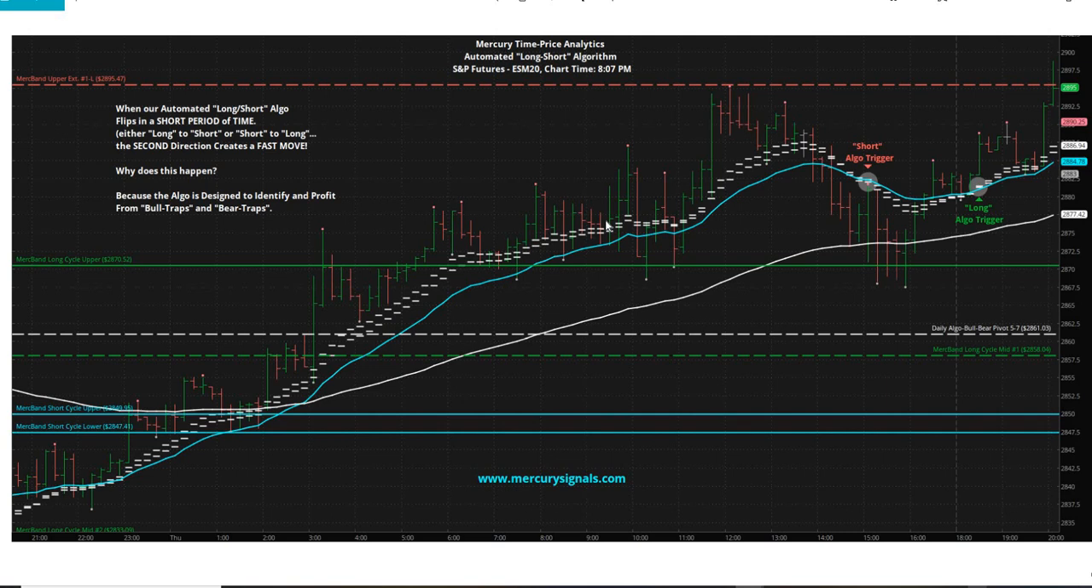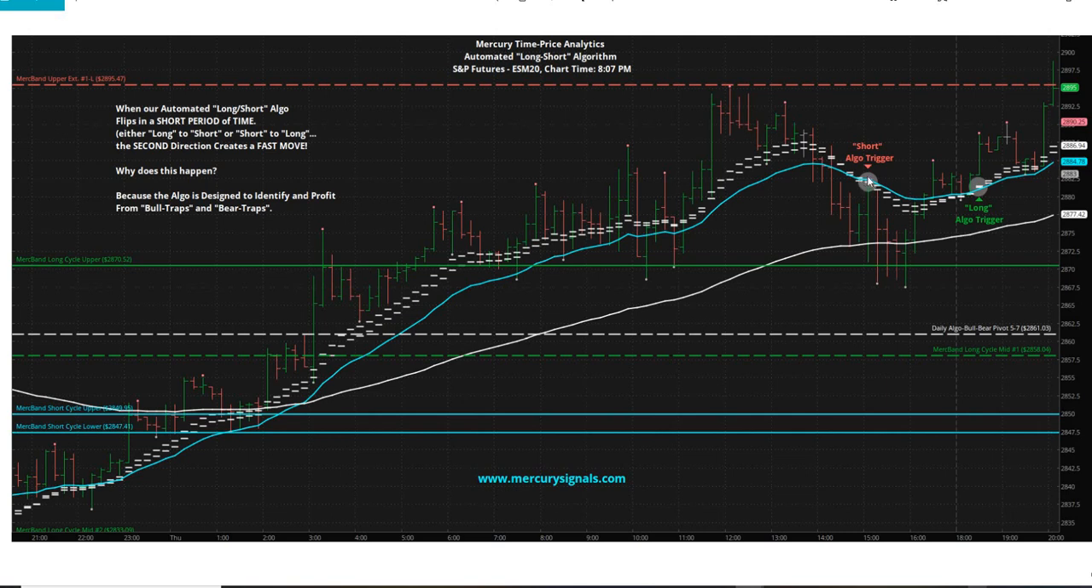Now, how did we know that? What you see on the screen is our automated long-short algorithm. It tells you when to go long, it tells you when to go short. So here, a little after 3 o'clock, it triggered short around 28.83. Now, we were short higher than that, but this is the automated algo. Automated algo triggers short a little bit after 3 o'clock, and I mentioned to our subscribers before the end of the day, and also mentioned it tonight in Globex.